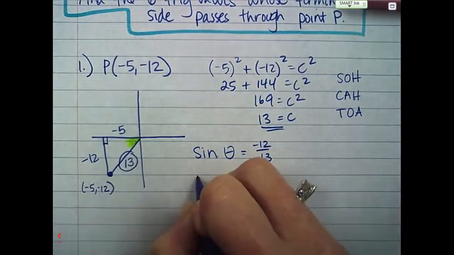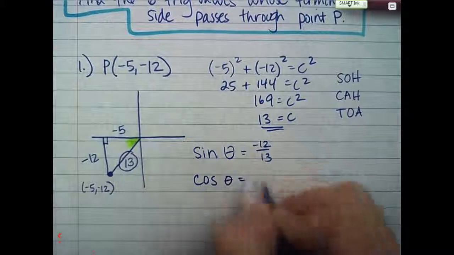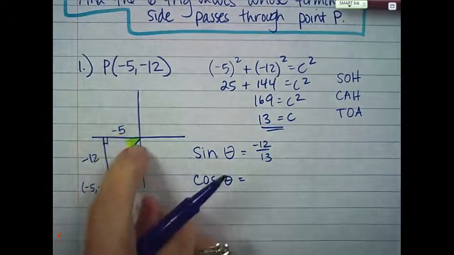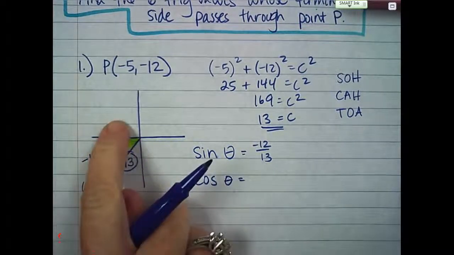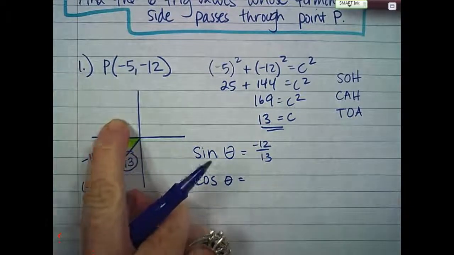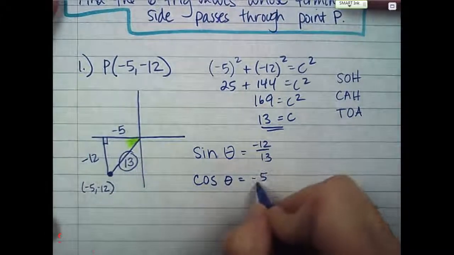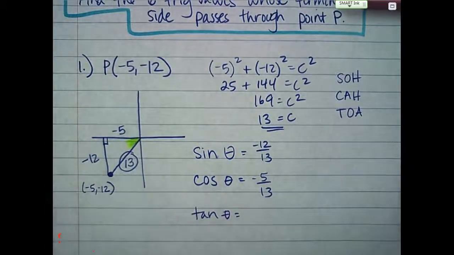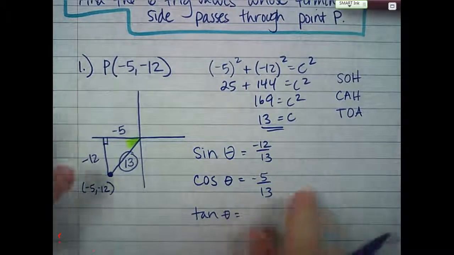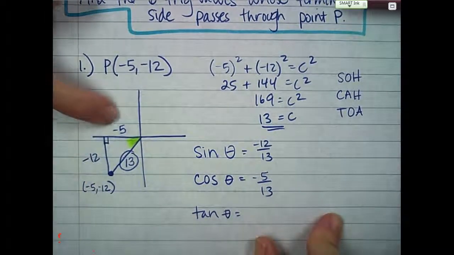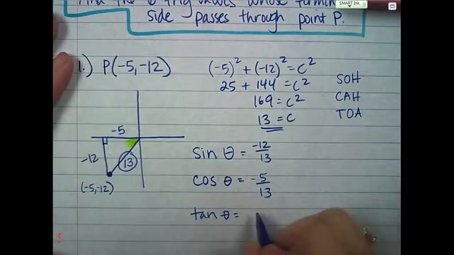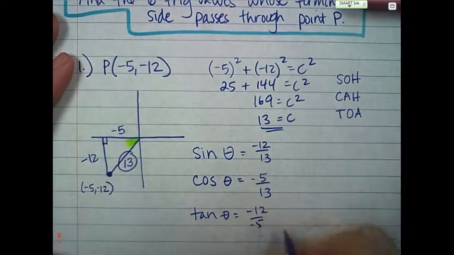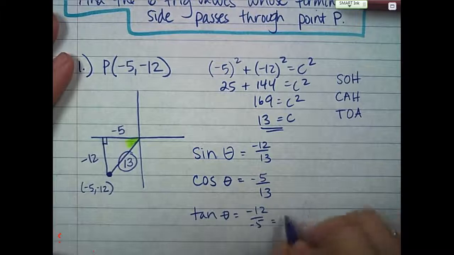Now go to cosine. Cosine is adjacent. The adjacent of the yellow angle is the -5. Adjacent is x. So -5 over 13. Now let's move to tangent. Tangent is opposite over adjacent. What's opposite? -12. What's adjacent? -5. So -12 over -5 makes positive 12 fifths.